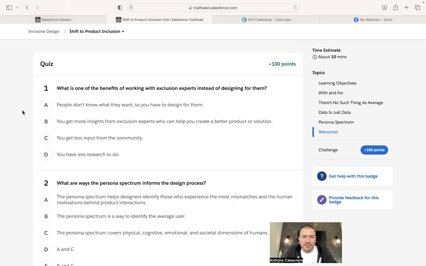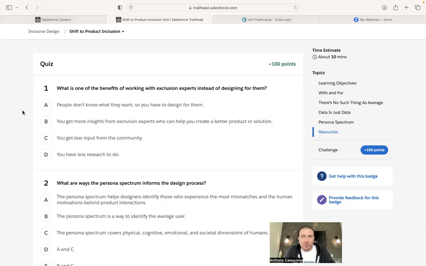What is one of the benefits of working with exclusion experts instead of designing for them? A, people don't know what they want, so you have to design for them. B, you get more insights from exclusion experts who can help you create a better product or solution. I honestly think the answer is A, but I think it is worded way too aggressively for Salesforce to present it as a correct answer.